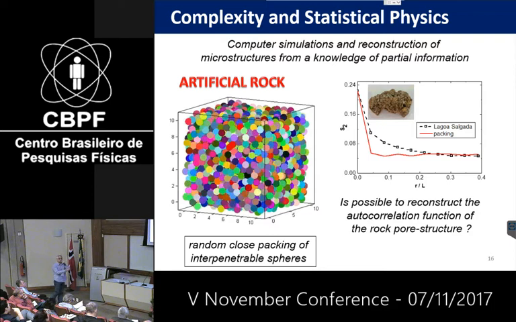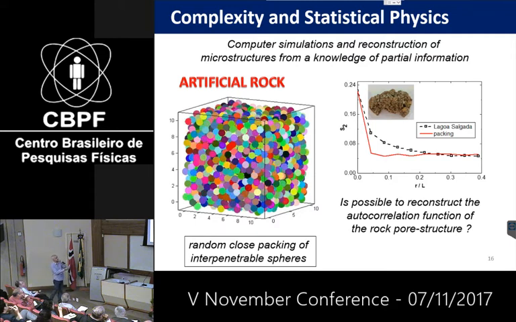Both systems have the same porosity, but in spite of that, the morphology of the pore structure in both systems is totally different. You have here, for example, this red line represents the autocorrelation function of our simulated system, the random closed packing, and this black square represents the autocorrelation function of our natural system.